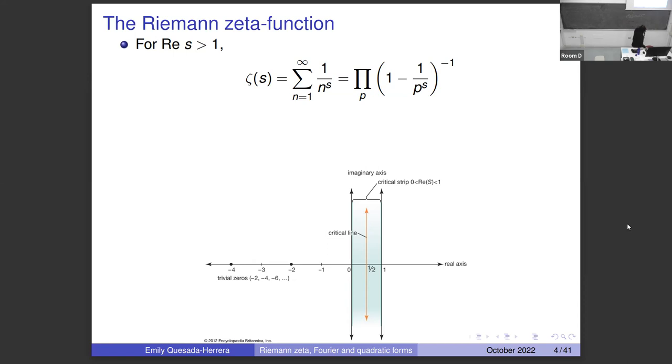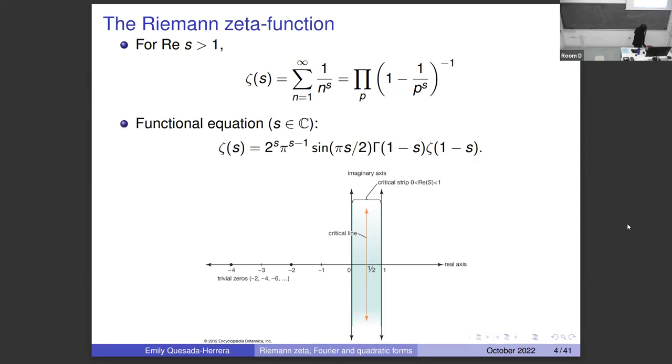And using a little bit of complex analysis, we can show that we can actually extend it to a function that is analytic in the complex plane, except for a simple pole at s equal to 1. And it satisfies this functional equation. So this gives a relation between the value at s and the value at 1 minus s.